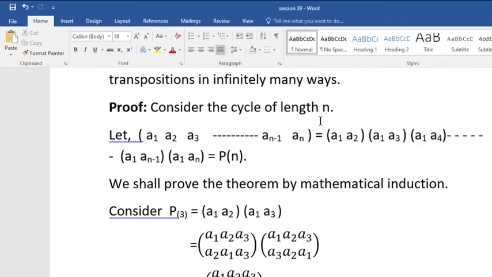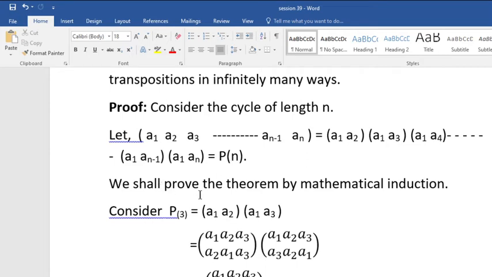Consider the cycle of length n. Let we have (a1 a2 a3 ... a(n-1) an) equal to a product of cycles of length 2. That means (a1 a2)(a1 a3)(a1 a4), and so on, up to (a1 a(n-1))(a1 an), and let it be P(n).